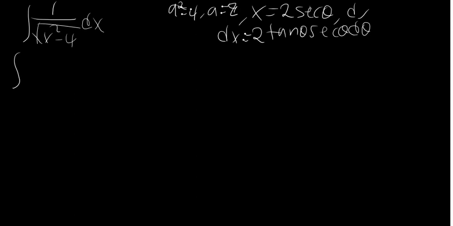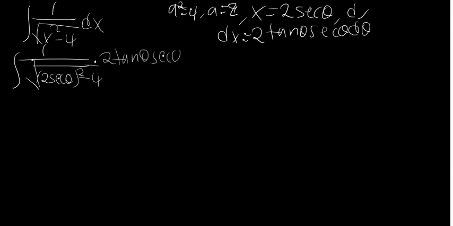The integral of 1 divided by the square root of, where there's x, we are going to have 2 sec theta, but everything is squared, minus 4, times dx, which is 2 tan theta sec theta d theta. Let's continue. Now from here, what else are we supposed to do?